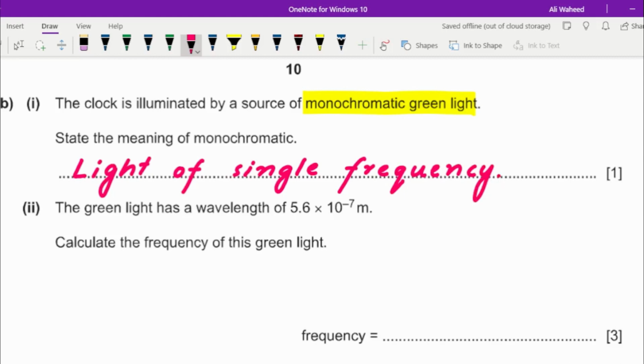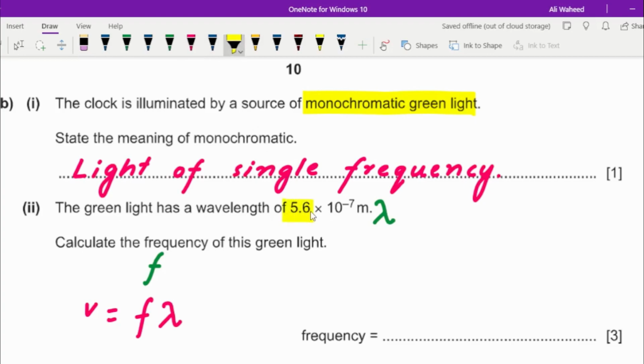Then we have the next question. The green light has a wavelength of 5.60 × 10^-7 meters. Okay, so we can represent the wavelength with the symbol lambda. Calculate the frequency of the green light. So f needs to be calculated, and the formula that relates these three things is v = f × lambda. Speed equals the product of frequency and wavelength.